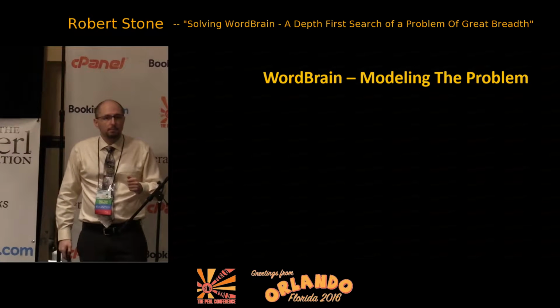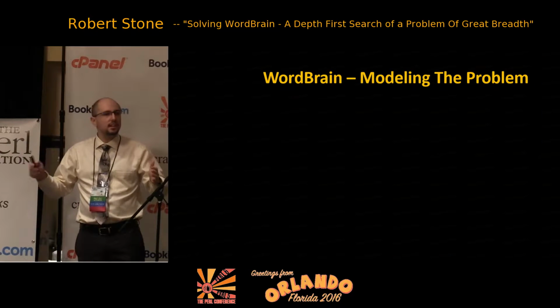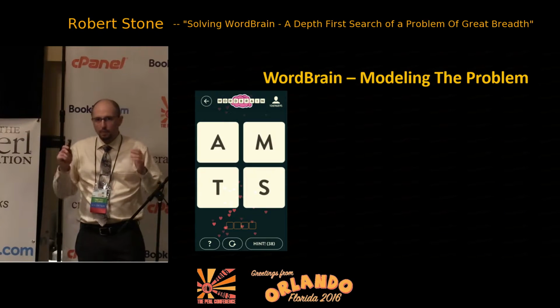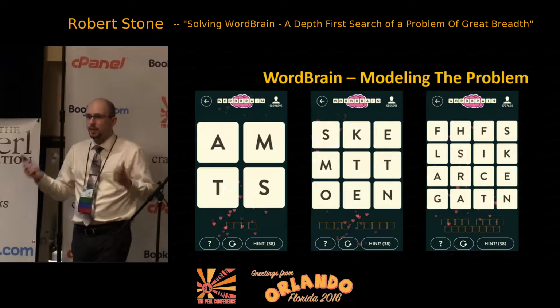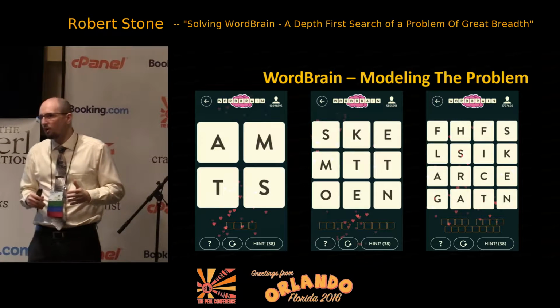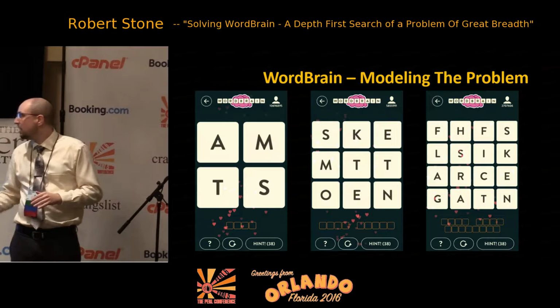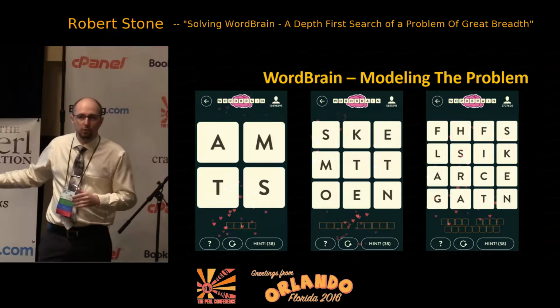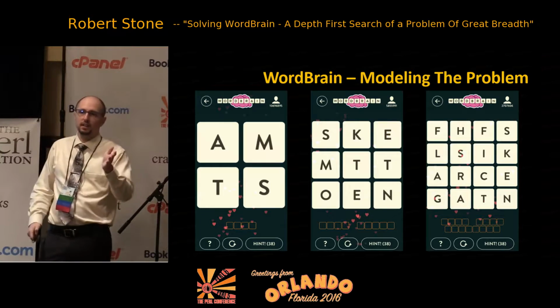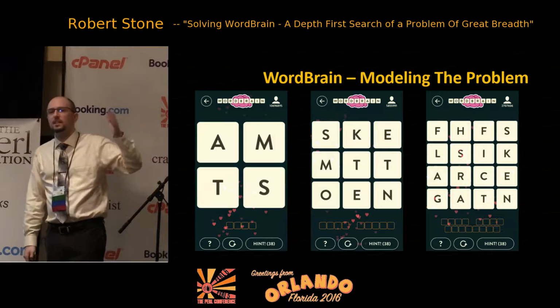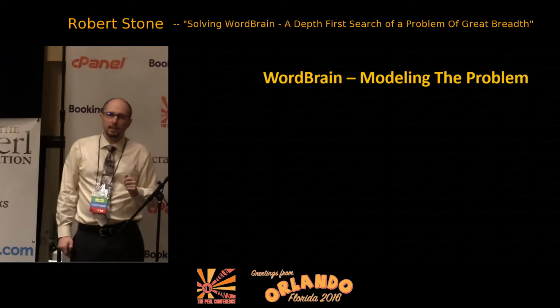Modeling the problem. Probably the first stage, one of the harder things to do. Well, we have to keep in mind all the different game difficulties. We have to keep track of what the grid is, the number of words that we're trying to find, the letters, the shifting that happens, all that we have to keep in mind.